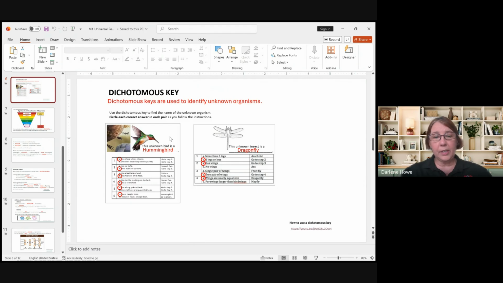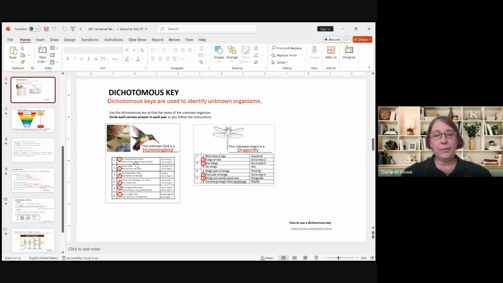So it says here, use the dichotomous key to find the name of the unknown organism. Circle each correct answer in each pair as you follow the instructions. Okay, I'm asking you to circle which one is correct so that you keep track of what you're doing, okay? It's easy to lose your place in these things and get all kerfuffled up, okay? So please make it easier on yourself and circle the correct answer as you go.